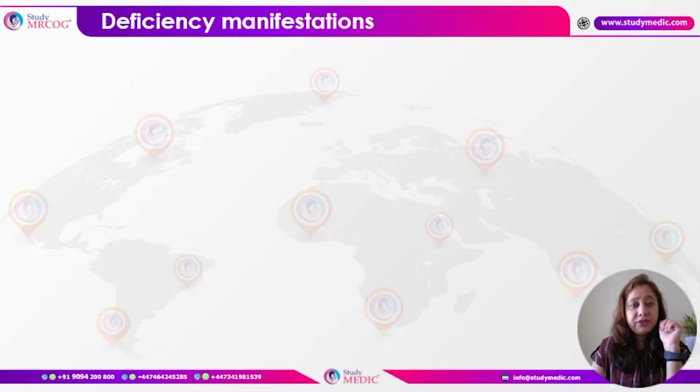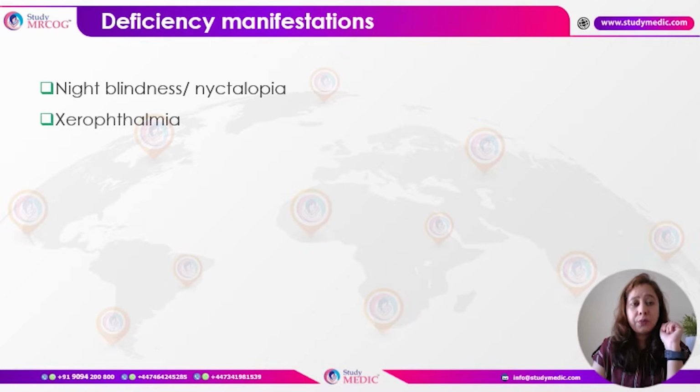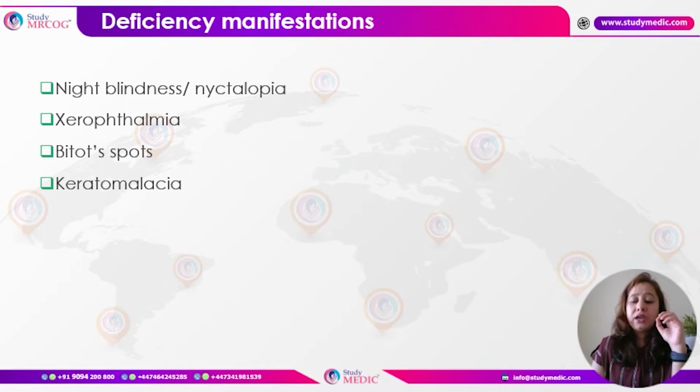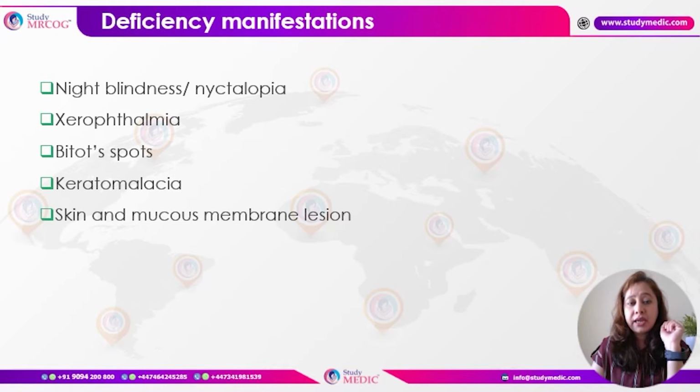What are the deficiency manifestations of vitamin A? The primary presentation will be night blindness or nyctalopia. Then it can go on to drying of the eyes, that is xerophthalmia, where the conjunctiva, sclera, everything becomes dry. Then there will be a triangular whitish opacity developing in the lateral part of the eye, which is called Bitot spot. And then keratomalacia, which is the final phase where ulceration of the cornea can happen.